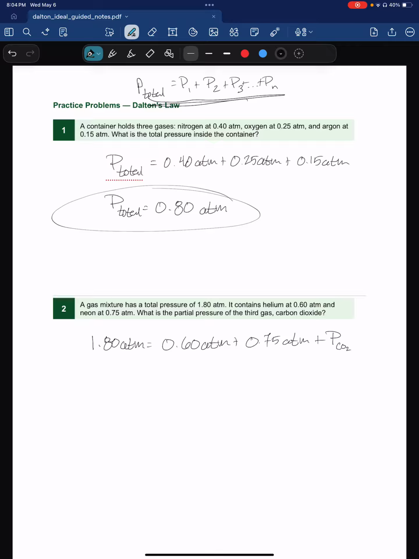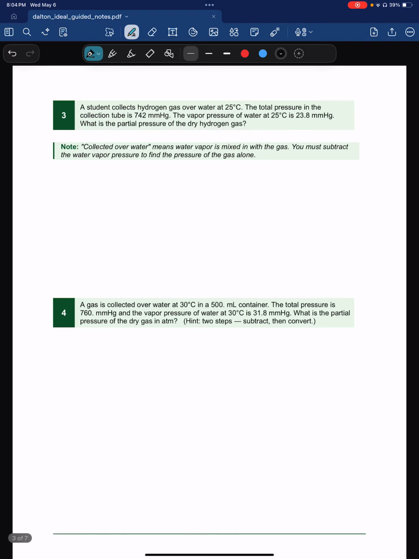Great. And then we can just grab our calculator and do 1.80 minus 0.60 minus 0.75, and we get 0.45 atmospheres is equal to the pressure of CO2. Great, following along so far? Pretty easy? Nice. Let's go ahead and look at this next one.